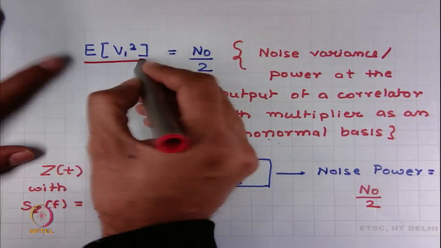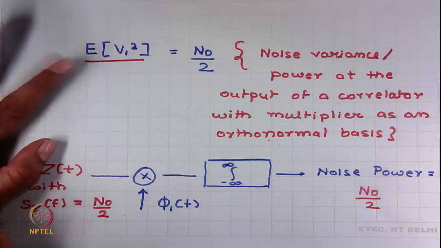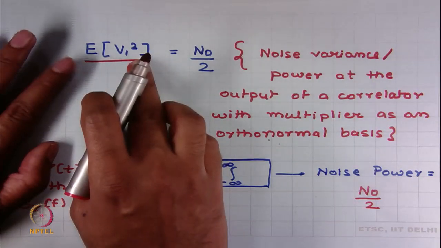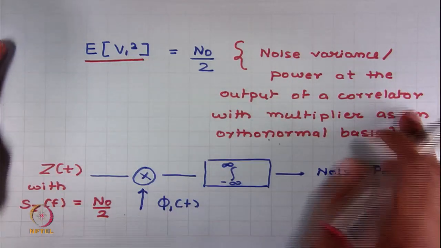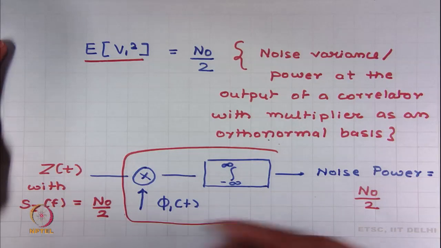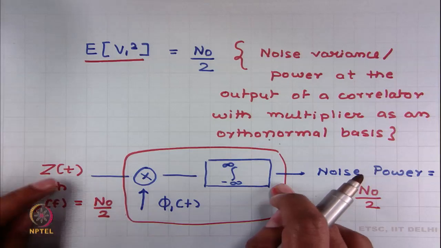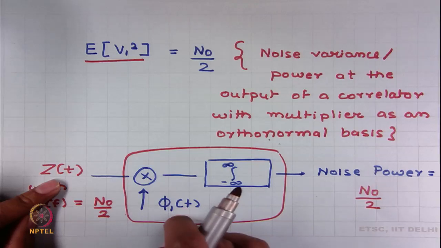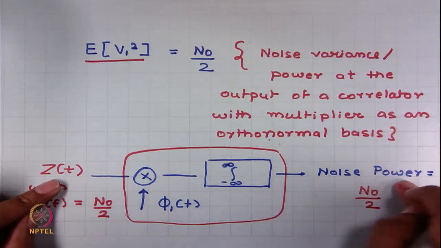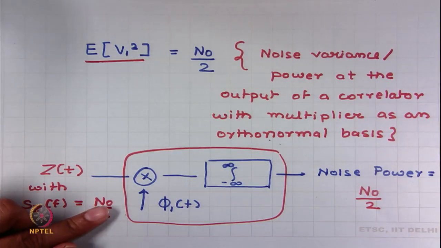And this quantity we have seen before is nothing but the noise variance, and if it is a noise process with 0 mean, it is also the noise power. So, what we are saying is the noise variance or noise power available at the output of a correlator. We have already seen what the correlator is. A correlator carries out the inner product of the process with a function, and if the involved function is an orthonormal function, then the noise power or noise variance available at the output of a correlator is nothing but N naught by 2.